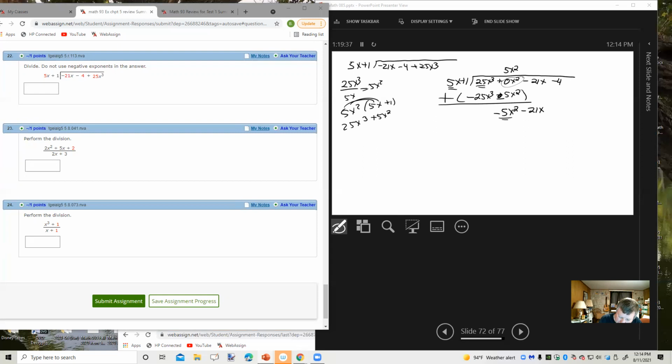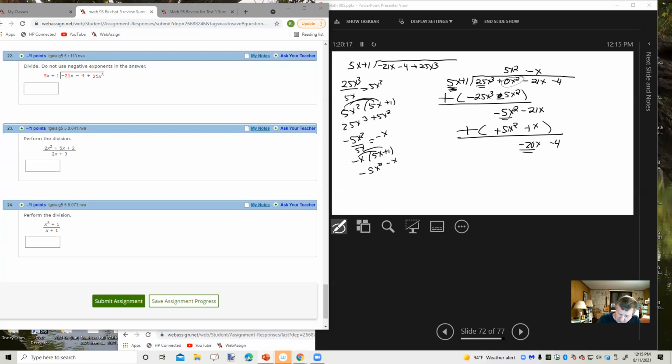Divide the leading term inside by the leading term outside. Negative 5x squared divided by 5x is negative x, so minus x. Take that times the divisor. So we get negative 5x squared minus x. We're going to subtract that from what's up above, change it to addition of the opposite, and we get negative 20x minus 4, because this becomes 0. Negative 21x plus x is negative 20x. And then bring down the next term, minus 4.